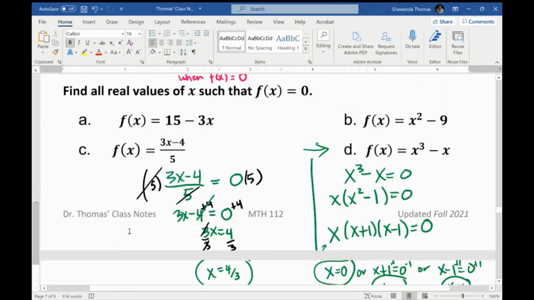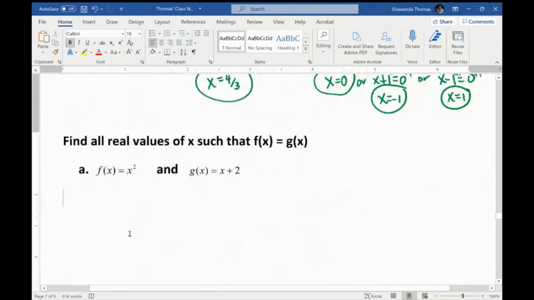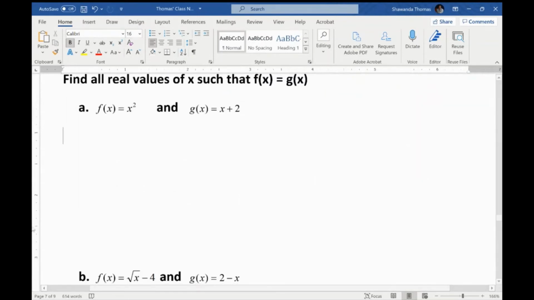This is different from this one. You're going to set f of x equal to g of x, exactly. You're going to put x squared equals x plus 2. Very nice. All right, we're doing exactly what they're saying. So I'm going to write it. It says set f of x, we know that f of x equals x squared. They told us what f of x was, that's right here, right?